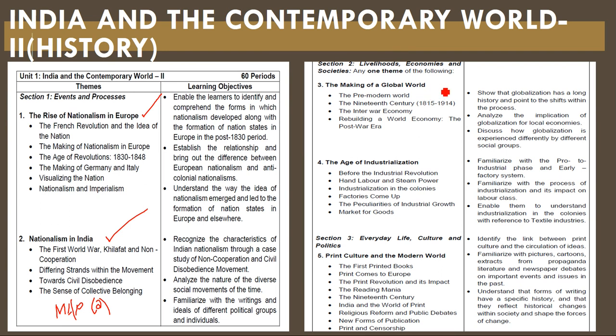The third chapter is an option between these 2 chapters. It can be either this or this. The fourth chapter is print culture and the modern world, a compulsory chapter. So you have one optional chapter here. Questions will come from both of these chapters. You can attempt any questions. And this whole history is for 20 marks. Equal weightage.